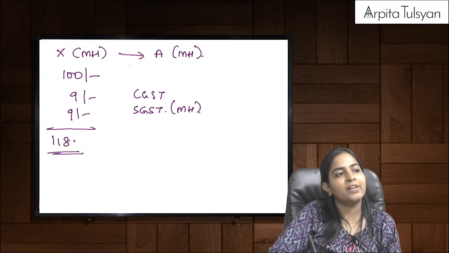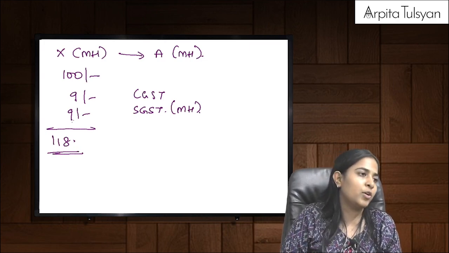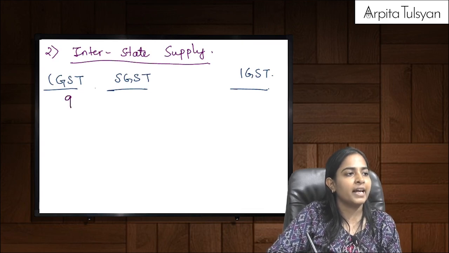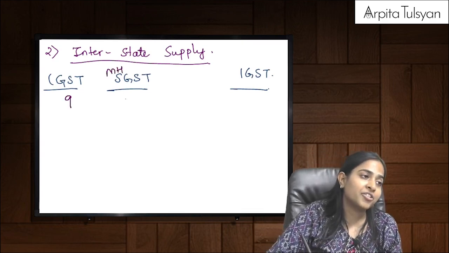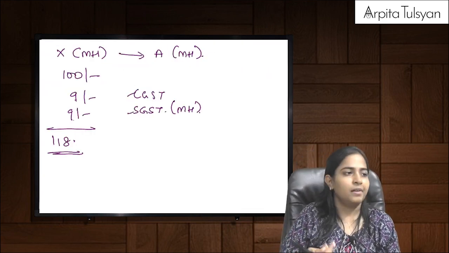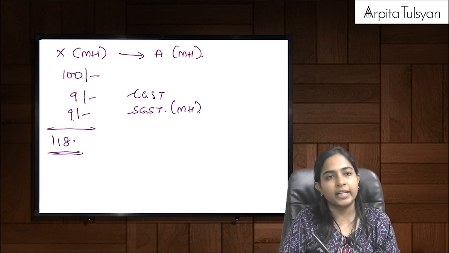Can we say X will collect this 9 and 9 rupees from A and it will pay it to the respective governments? So, can we say CGST will receive 9, Maharashtra SGST will also receive rupees 9. Clear till here? Then after that, let's go to the next one.